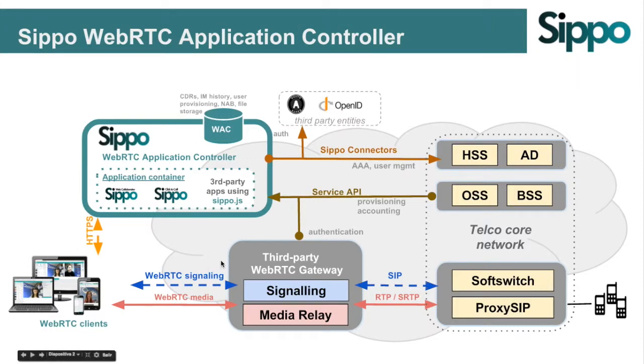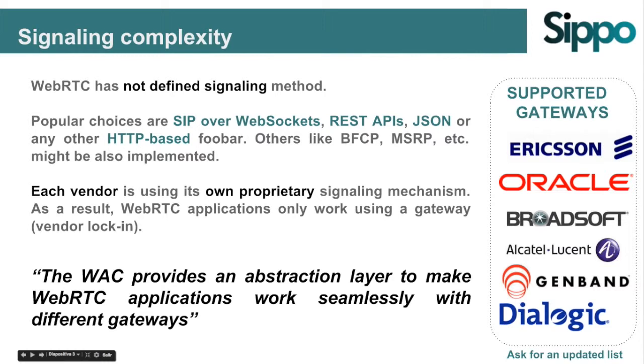And as you probably know, moving to the next slide, WebRTC doesn't state anything for signaling. So different vendors have adopted different signaling protocols. That's the case of Sippo: WebSockets, REST APIs, JSON, and others. So what we have done using the WAC is, as we know which is the gateway that you are going to use, we have implemented different stacks, and we can adapt the application to work with the gateway that you are going to use. So in this case, we can say that we are abstracting all the complexity behind signaling.